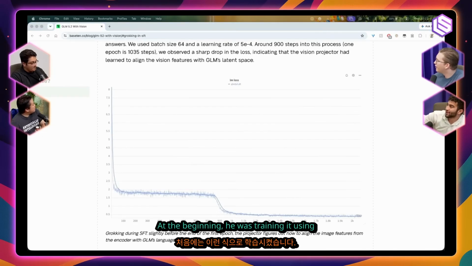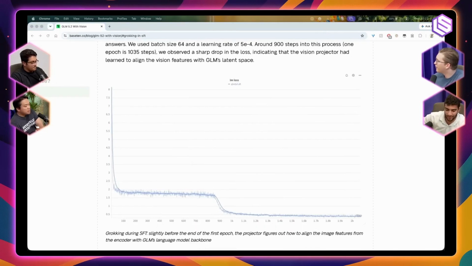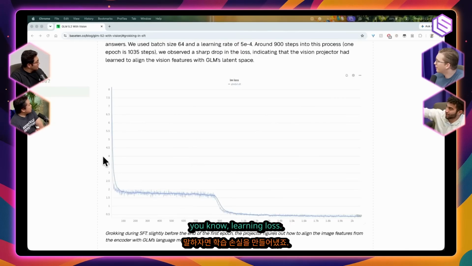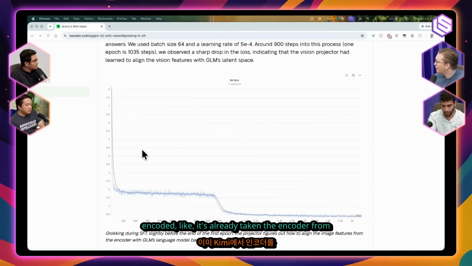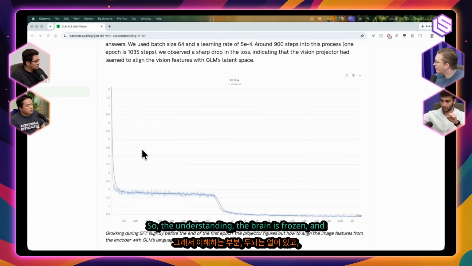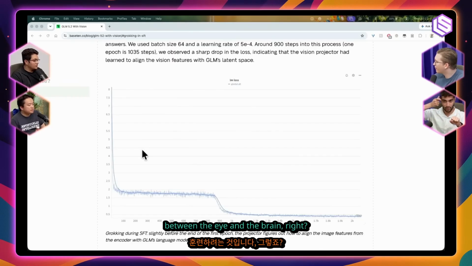At the beginning, he was training it using just, here's a picture of a mountain, can you describe what's in this mountain? All we're trying to teach it is to translate the encoded image. It's already taken the encoder from Kimi K. It's taken the image. It's frozen with adapter. Exactly. So the understanding, the brain is frozen and the eyes are frozen. We're just trying to interconnect between the eye and the brain, right?